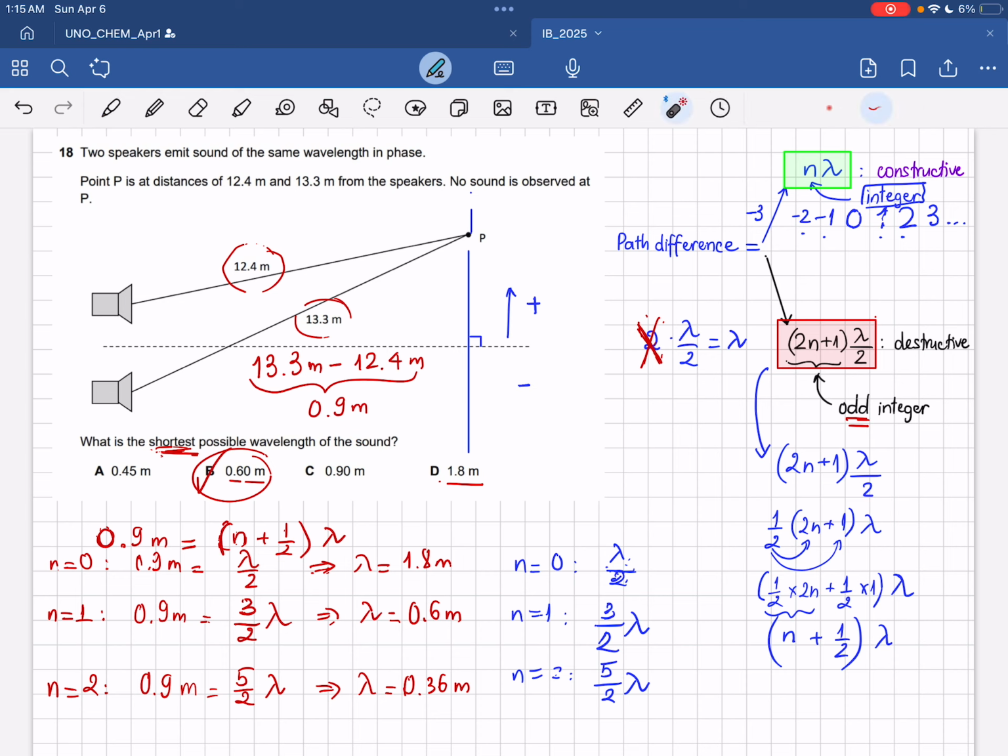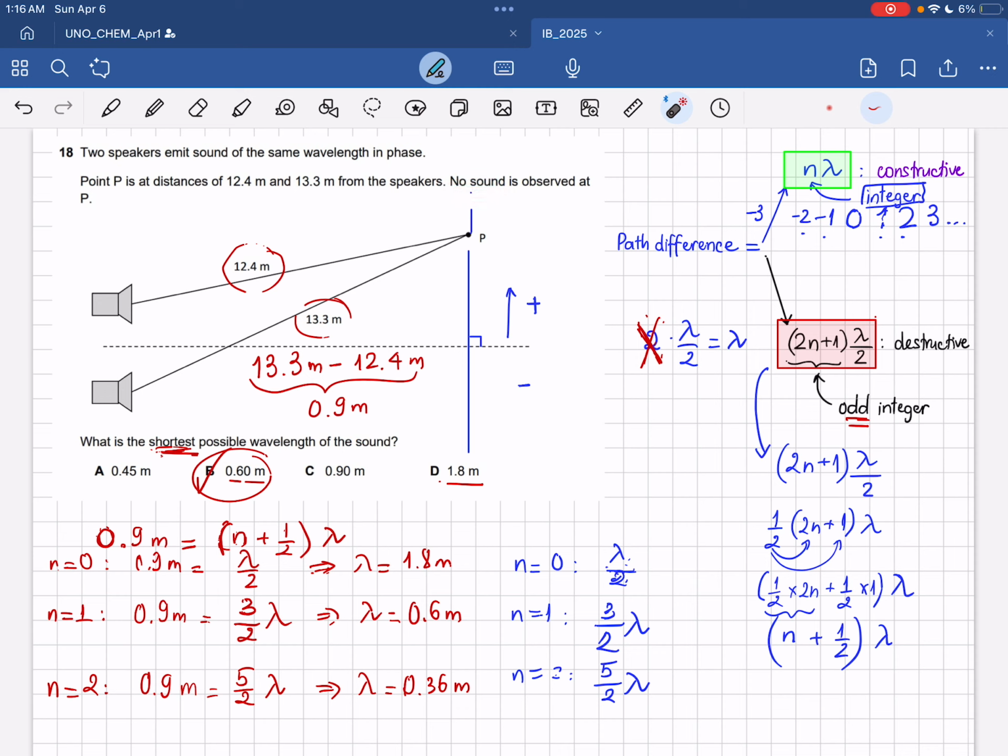Okay, and if you can see this one here, you see 0.9. So actually this is constructive, that's when n equals 1, and with this one it means n equals 2. So both of these wavelengths will result in constructive interference at P, sorry. You can imagine they can change the question a little bit. They can say, now at P you can hear the sound the loudest, and then you should go with this one. But in this case they ask for no sound. That should be destructive, and that should be the answer.